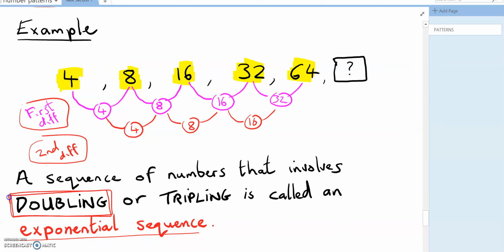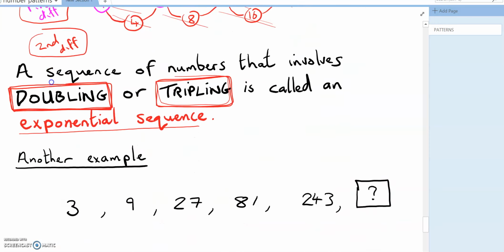Okay, and if they're doubled, or, when we look at it in a minute, tripled, that means it's an exponential sequence. The first differences or the second differences are not the same. So it's not linear, it's not quadratic, it's an exponential sequence. Okay, what would this next number in the sequence be? Well, it's going to be 64 multiplied by 2, isn't it? So it's going to be 128. In some ways, these are actually easier than quadratic, because it's either involving doubling or tripling. Okay? Here's another example.